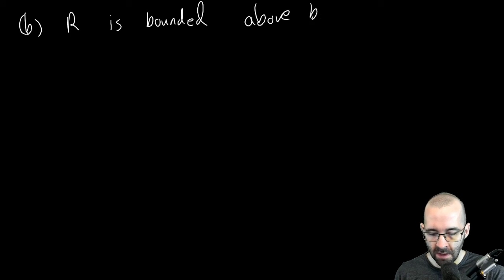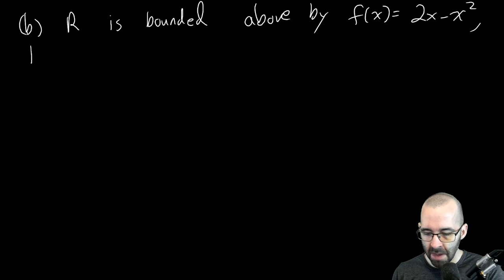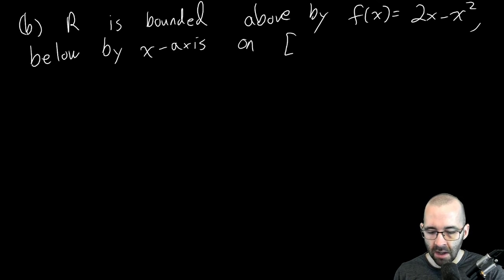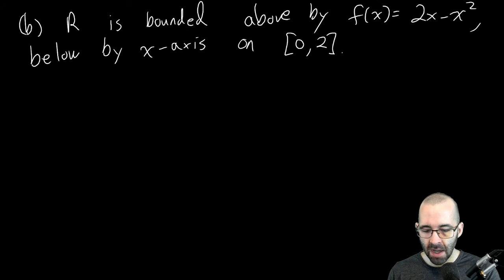Let's do part B. R is the region bounded above by f of x equals 2x minus x squared, bounded below by the x-axis, and we're looking at the interval 0 to 2. So let's get a picture. Let's come up with our own picture. Should be able to do this by hand.